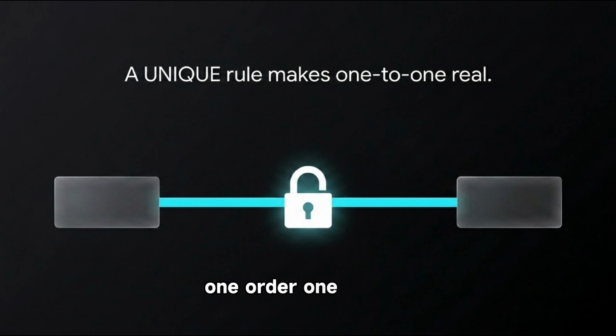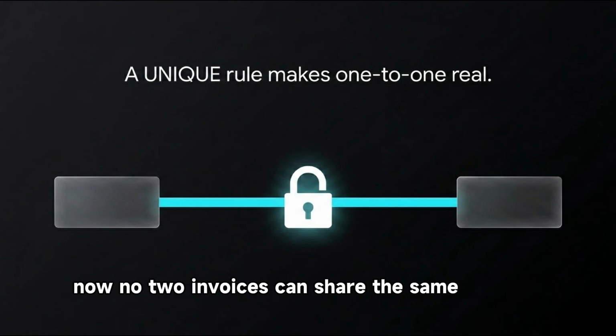One order, one invoice. The invoices table has an order ID foreign key. Add a unique constraint to that column. Now no 2 invoices can share the same order ID.